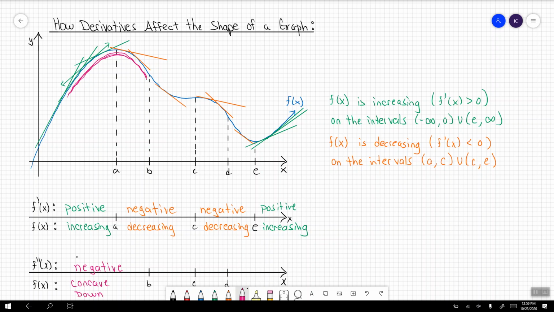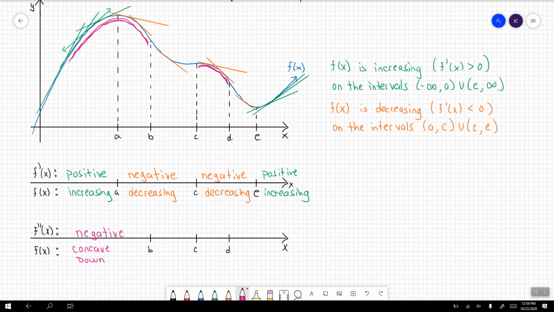Now, again, that only occurs if the second derivative is negative. This function is also concave down on this interval, meaning it's opening downward from c to d. So on the interval from c to d, we get that the value is negative for the second derivative, which again implies that we are concave down.